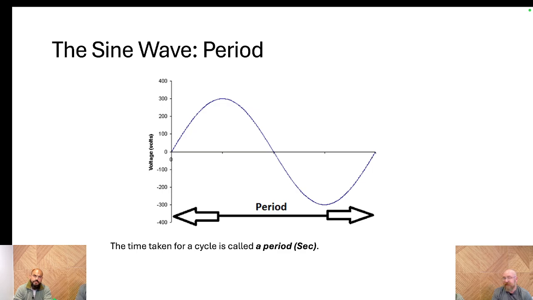A period is what we measure on that x-axis. And so that's time, the time that it takes to go through one cycle. And that would be measured in seconds. Pretty simple.